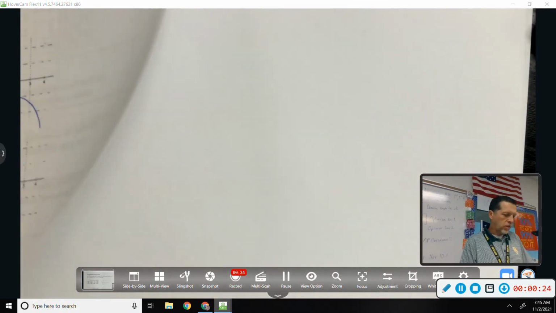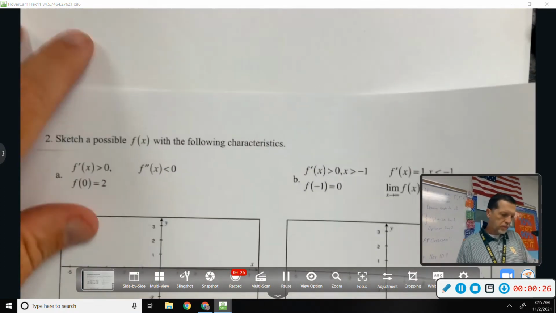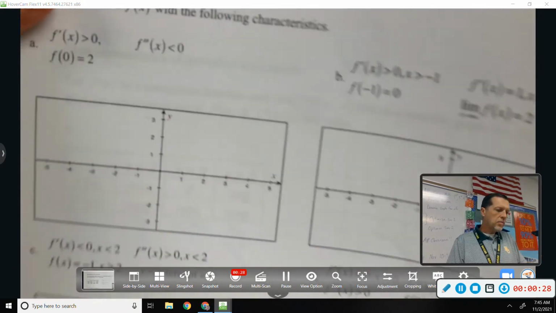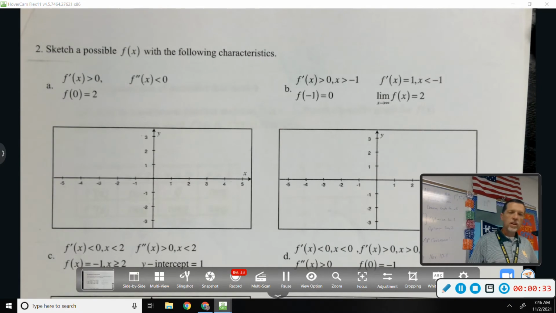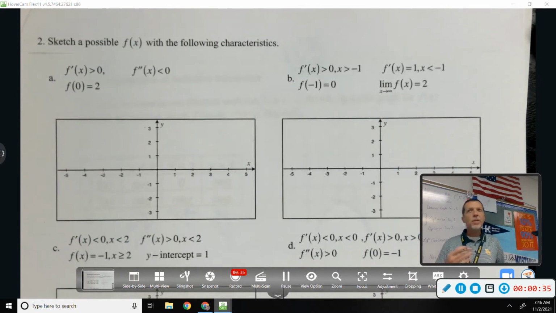Let's jump to the 3rd page. It's kind of the same thing. It wants you to sketch a possible f of x. It's not presented in table format, but it's the same type of information.